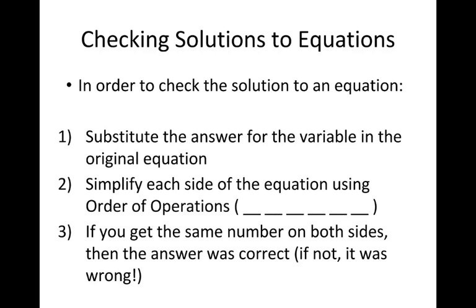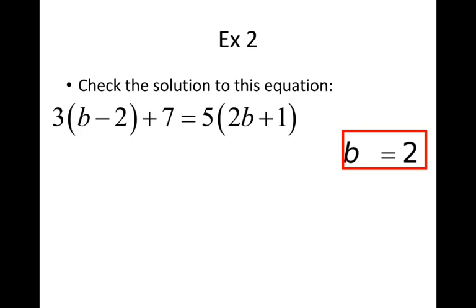The idea here when we want to check the solution to an equation is we're going to substitute the answer that we're checking in for the variable. We're going to simplify each side of the equation using order of operations, which is PEMDAS, right? And then once we simplify each side, if we get the same thing on both sides, that means our answer was right. If we get different things, then our answer was wrong. All you need to do here is write down the answer and then substitute that answer in and see if it's the correct answer. So go ahead and give this one a try on your own.